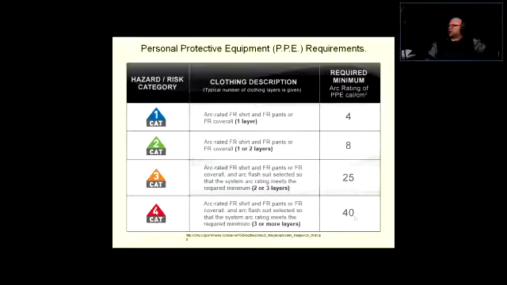Now the category 4 is the highest, right? Arc rated flame retardant shirt and flame retardant pants, flame retardant coverall, and arc flash suit selected so that the system arc rating meets the requirement of 3 or more layers, and it's supposed to withstand 40 calories per centimeter squared. That's a lot. That was basically the suit that the mannequin was wearing when put to that arc flash test.